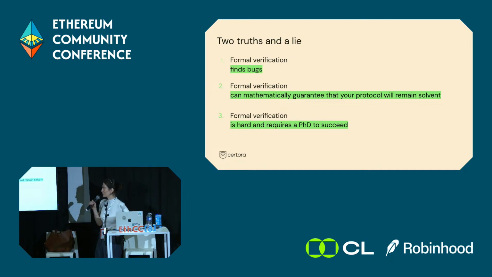So let's start with 2 truths and a lie about formal verification. What do you think the lie is? The first one is formal verification finds bugs. The second one is formal verification can mathematically guarantee that your protocol will remain solvent. And the third one, formal verification is hard and requires a PhD to be successful. So what do you think the lie is? 1, 2, or 3? 1, raise your hand. 2, raise your hand. Anybody? Oh, you all think we can do this. Cool, cool. And number 3, anybody? Yes, yes. That's my opinion too.